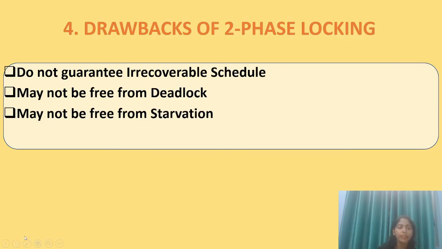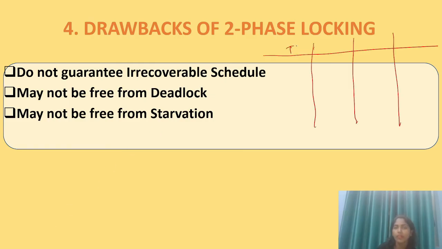Next, it may not be free from starvation. I already explained the difference between deadlock and starvation. Deadlock means infinitely waiting for a resource, and starvation means finitely waiting. You have to wait for a long time, but not infinite time. It is finite waiting. For example, I have T1, T2, T3 and T4 transactions. All four are executing simultaneously.